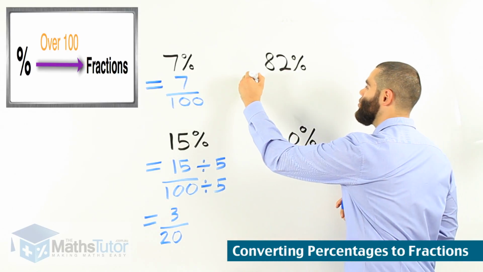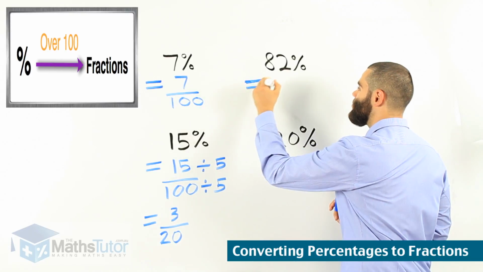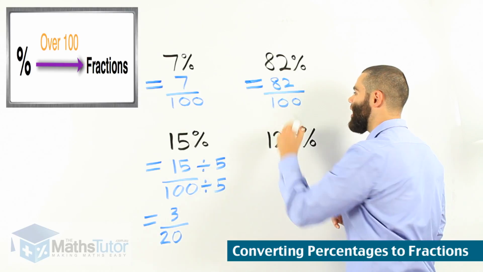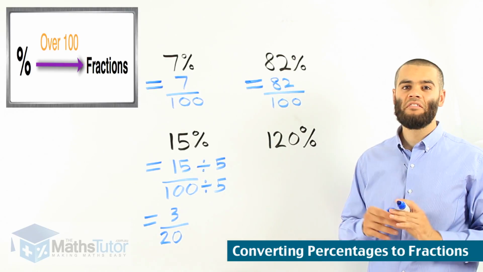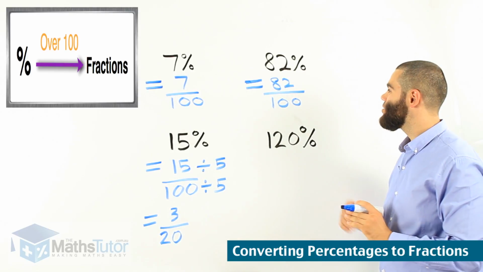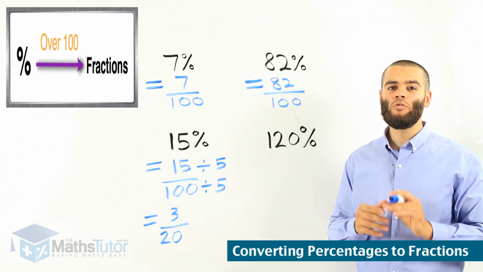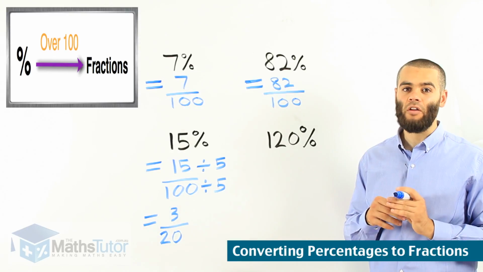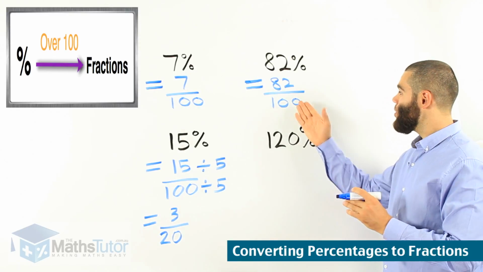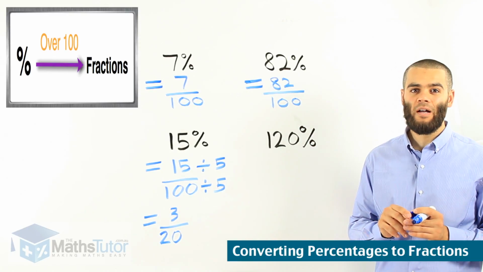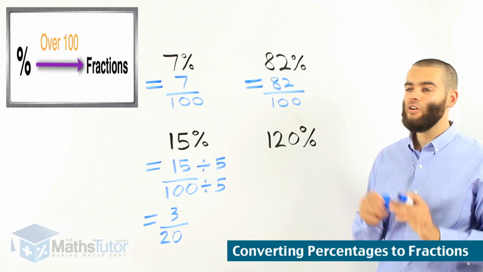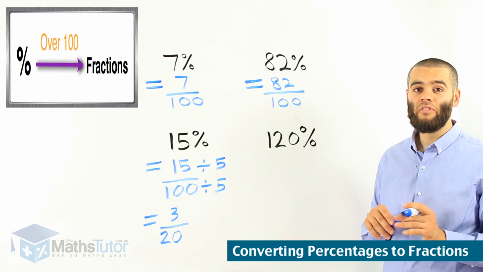So 82 out of 100. Now what does that mean? That means 82 out of 100. So if you got 82% in your exam, you got 82 marks out of 100 marks. So we want to know, can we simplify this further? When we are changing percentages to fractions, we simplify further. And in this case, yes, we can simplify further.